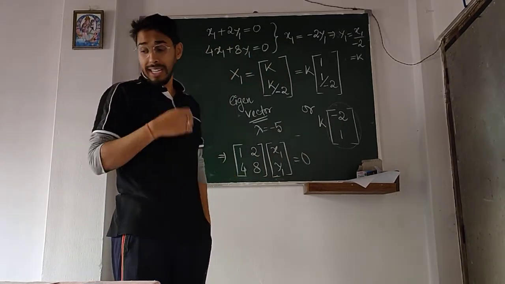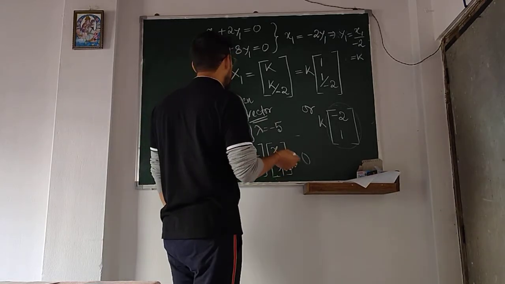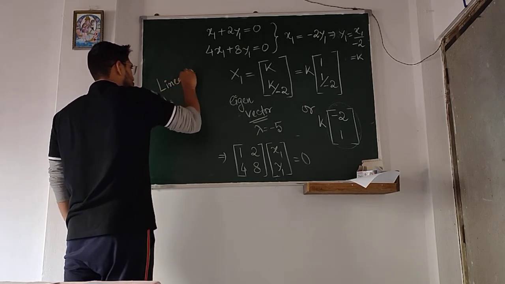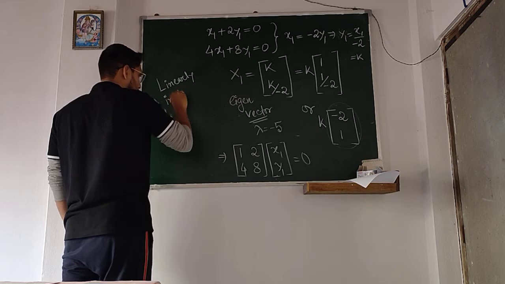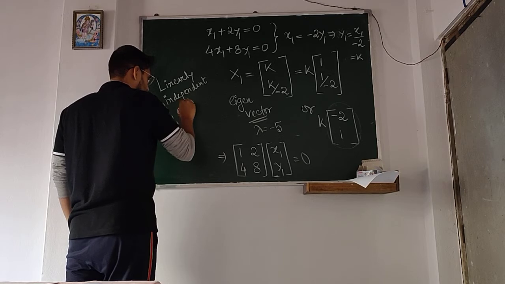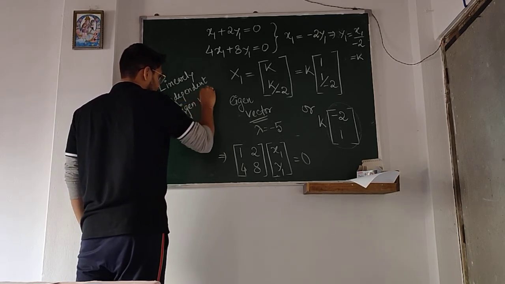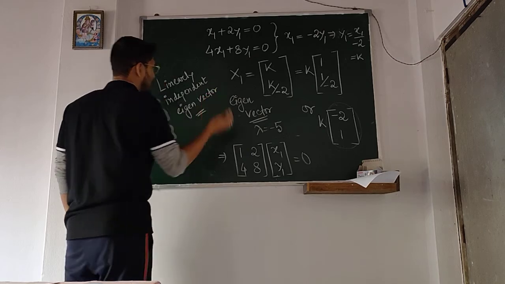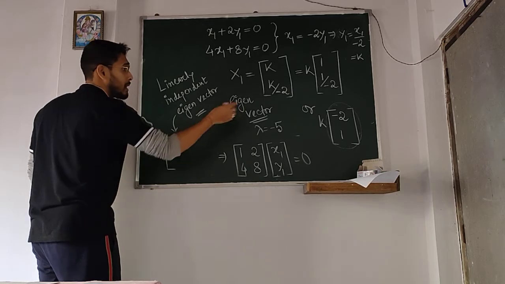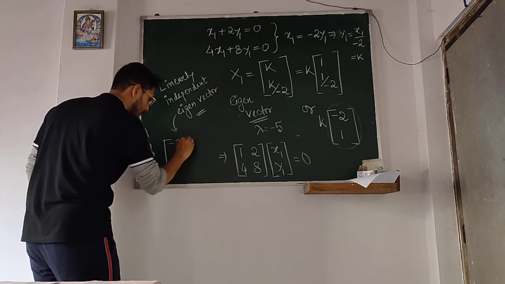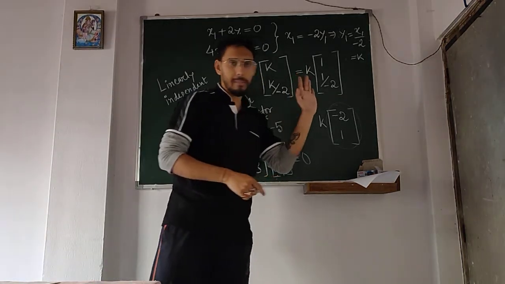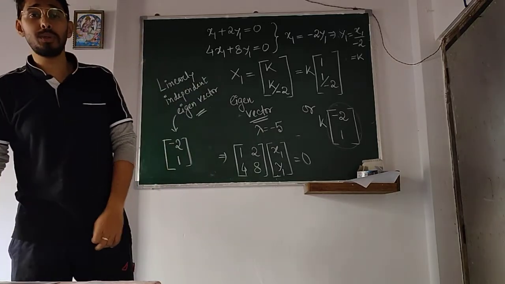Linearly independent eigenvector. Sorry, linearly independent eigenvector. I will write the name for you so that you can also note it down. Linearly independent eigenvector. So this is nothing but this one, minus 2, 1. This part is the linearly independent eigenvector, and this is the dependent one. Okay, so this is for lambda equals minus 5.